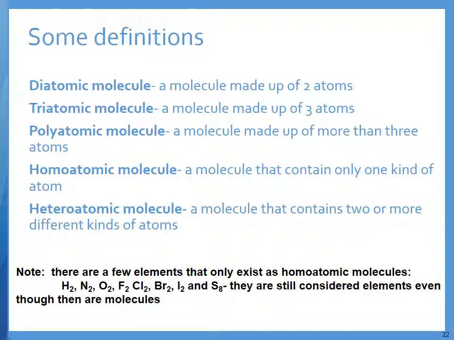H2O, because it has 2 hydrogen and 1 oxygen, would also be considered a triatomic molecule. Carbon dioxide, CO2, would also be a triatomic molecule. The sucrose we saw on the last page, C12H22O11, would be a polyatomic molecule because it has more than 3 atoms. And it would also be heteroatomic. So water is also heteroatomic. So you get the drift there.